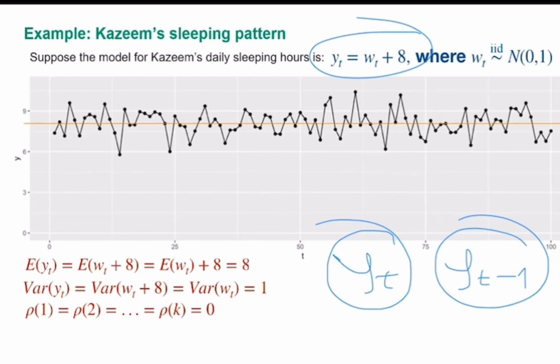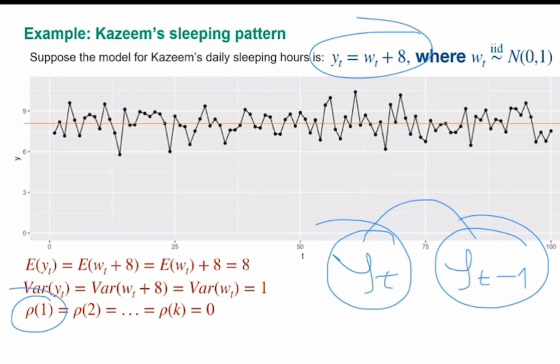Now, rho 1 means the correlation between two variables that are 1 lag apart, and it is going to be equal to 0. Two lags apart is going to be equal to 0, and k lags apart is going to be equal to 0. That means there's no connection. If there's no connection between them, then you cannot make any prediction at all. That is exactly what we mean in a situation where the time series model is entirely white noise.